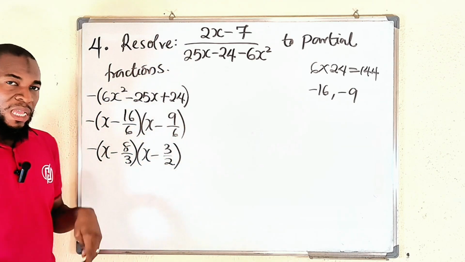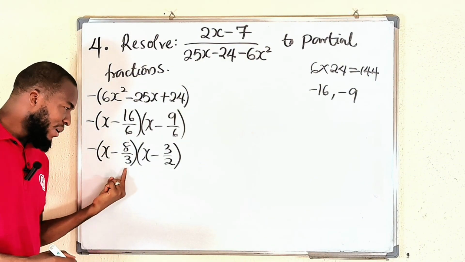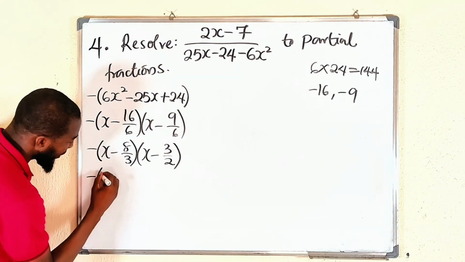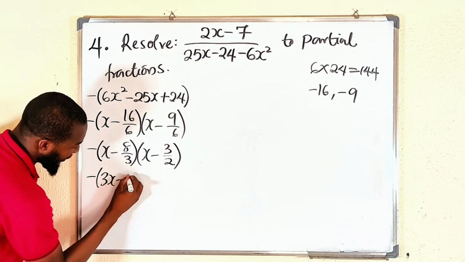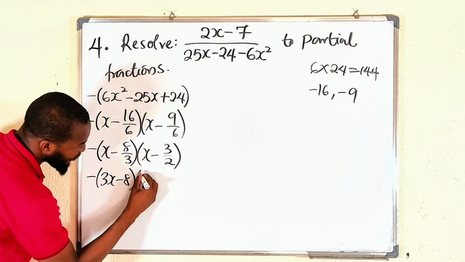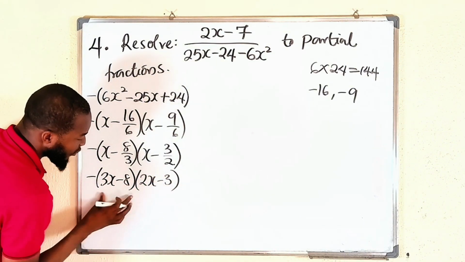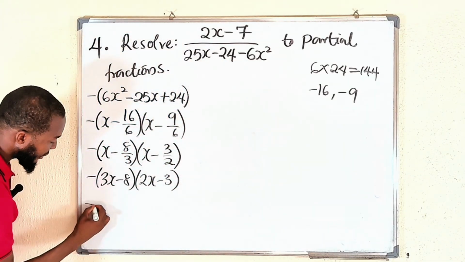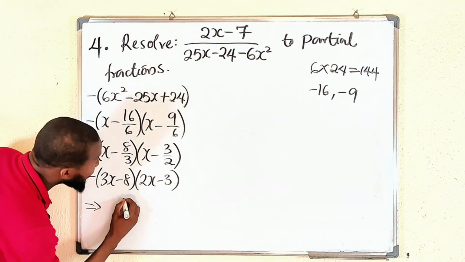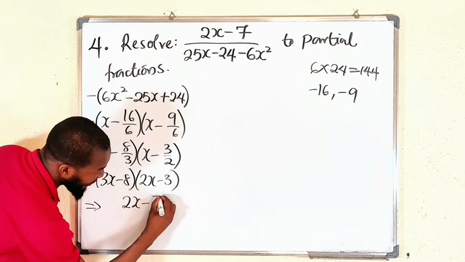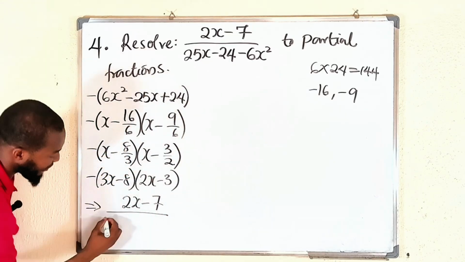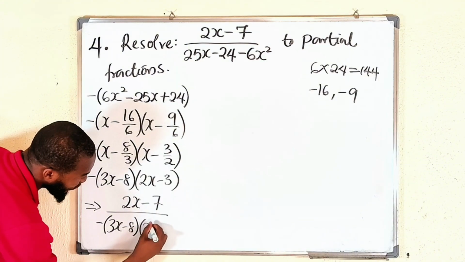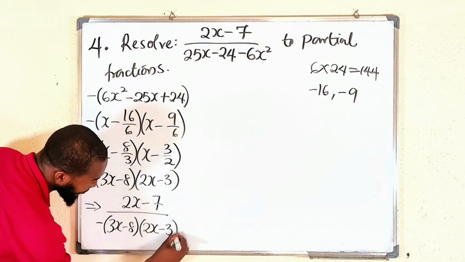Now you can multiply every time here by 3, every time here by 2 to ensure that there is no fraction, right? So this is minus 3x minus 8 multiplied by 2x minus 3. So this is the same thing as that. This is the factorized version of this. So we can rewrite our compound fraction as 2x minus 7 at the top, and at the bottom we have minus 3x minus 8 times 2x minus 3.